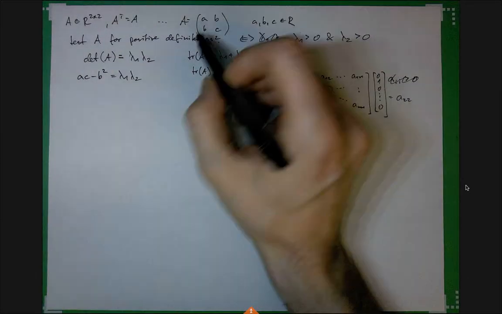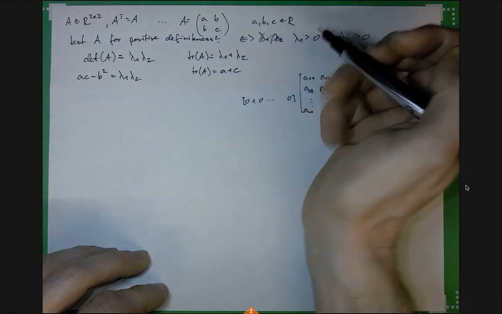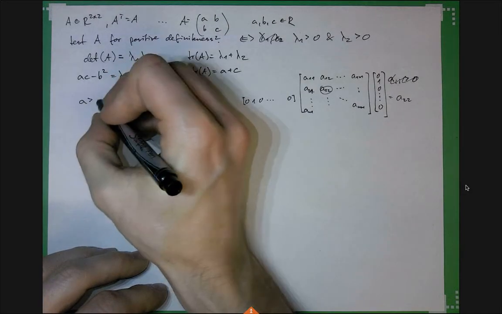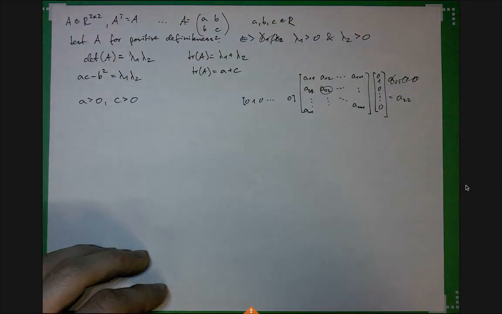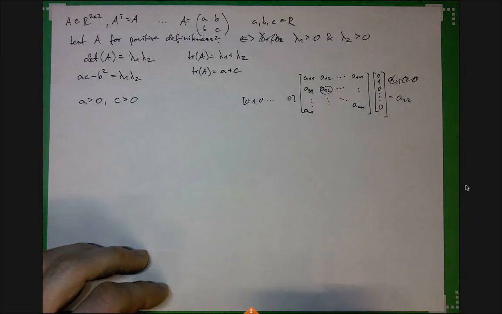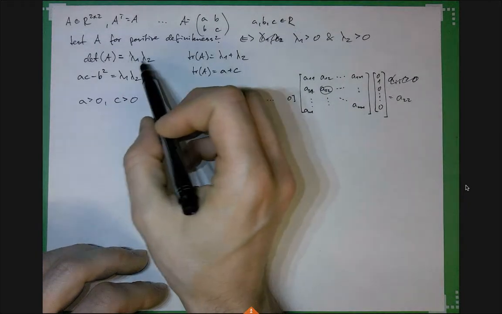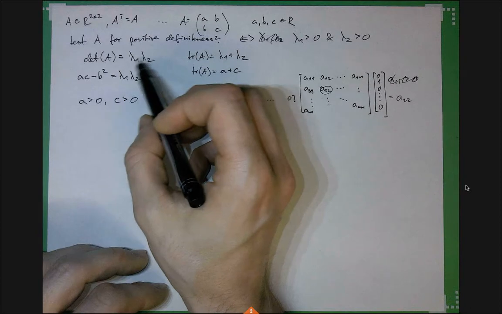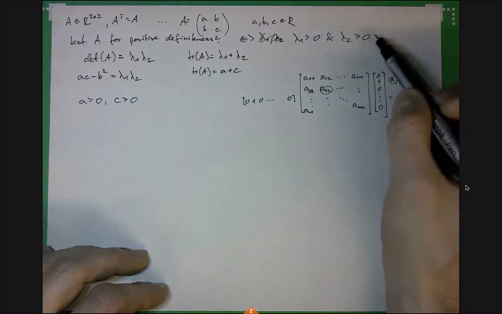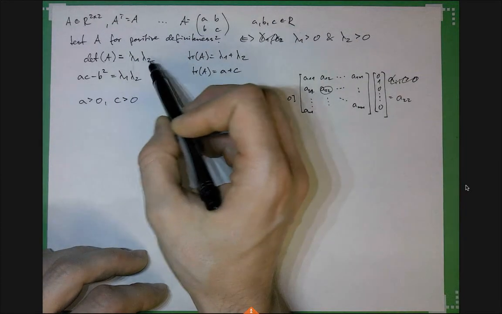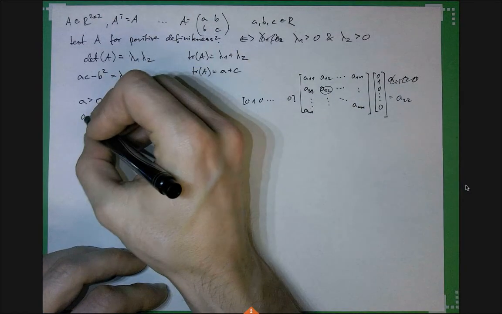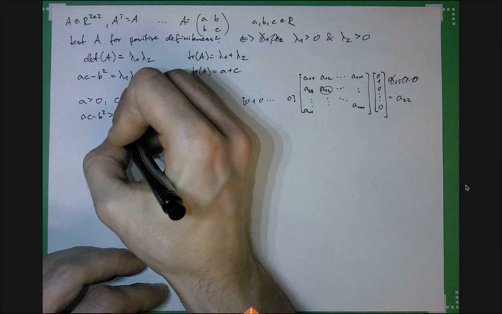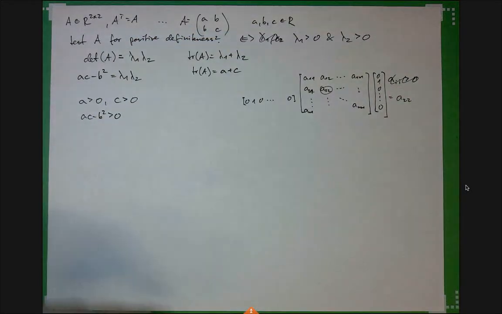Okay, so a criterion for a 2x2 matrix. We know automatically that A must be greater than 0 and C must be greater than 0, otherwise no way it could be positive definite. We also know that if it's to be positive definite, the eigenvalues must both be positive. That means the determinant must also be positive, so AC minus B squared, the determinant of A, must be positive.